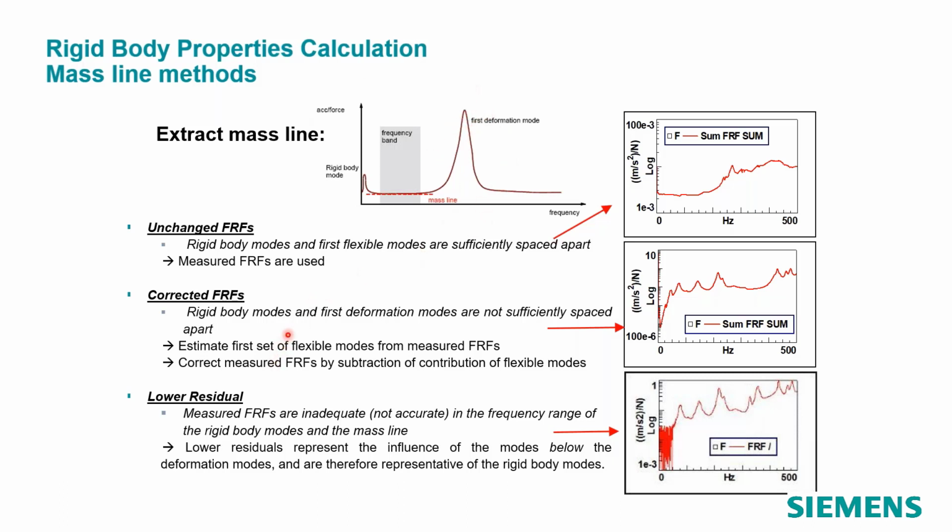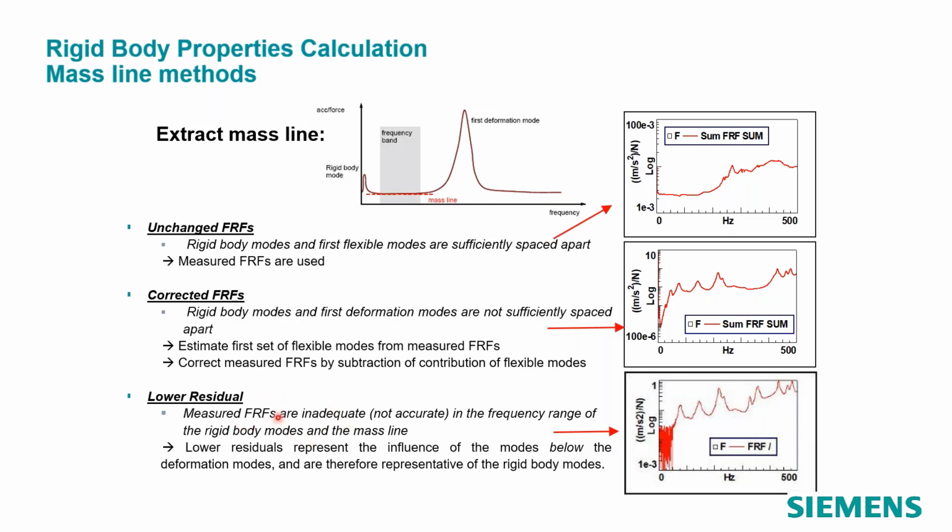That's the corrected FRF method. So we're modifying the FRFs using the FRF synthesis from the modes you have calculated. So there you not only need to have 1 or 2 flexible modes, you need to calculate the mode shapes as well. The third method is a lower residual. And then rather than adjusting the FRFs using the synthesized FRFs, we're going to use a lower residual term on your flexible mode calculation to adjust the FRFs.